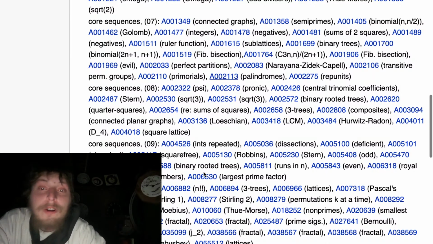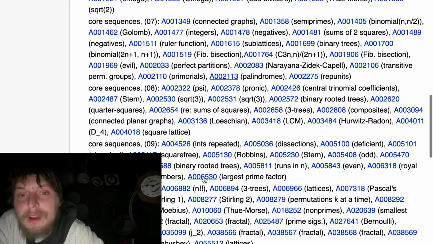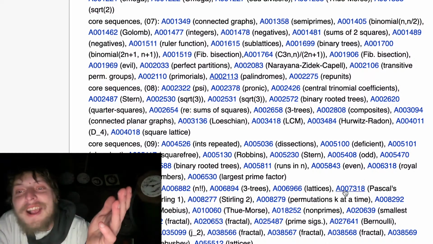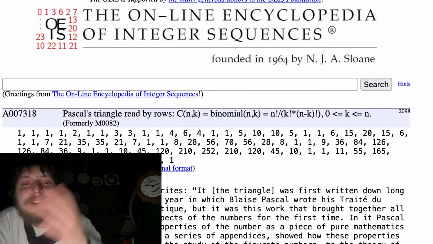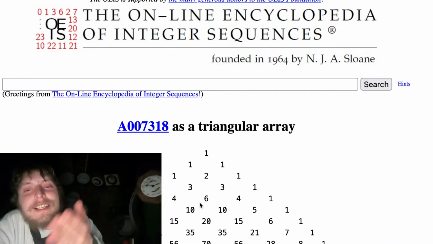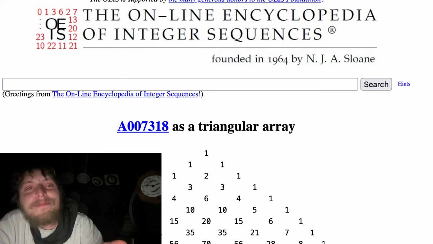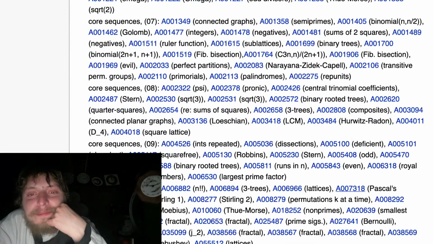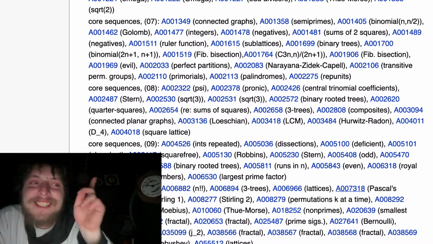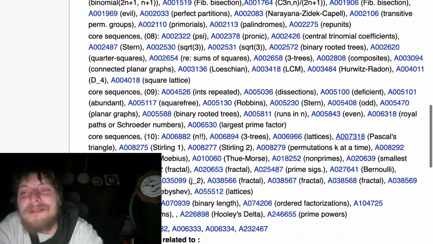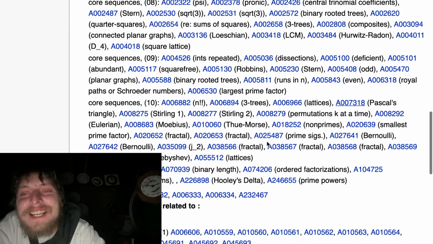We have the largest prime factor of them. We have Pascal's triangle, which they have to do in like a sort of weird line, because it's sort of more of a 2D thing. We can look at table to see it a lot better. And we have, oh, these are going to be great. You know how I was saying fractal sequences have a lot of cool ones? These ones, they don't even clarify or name.